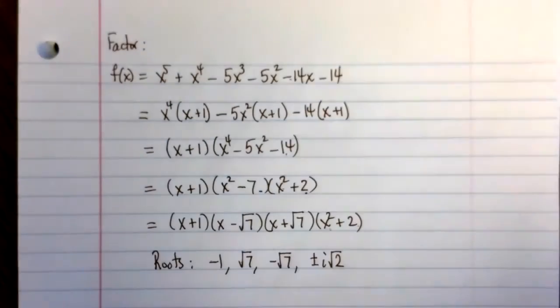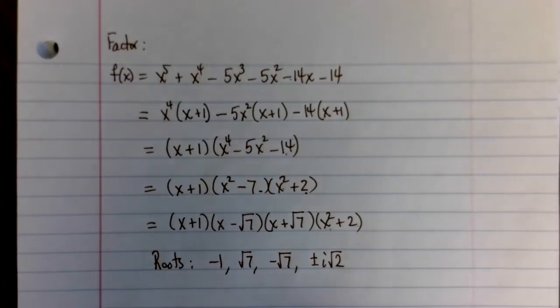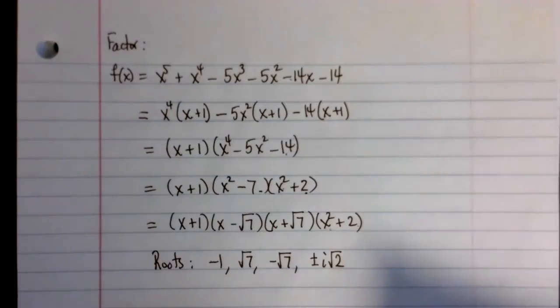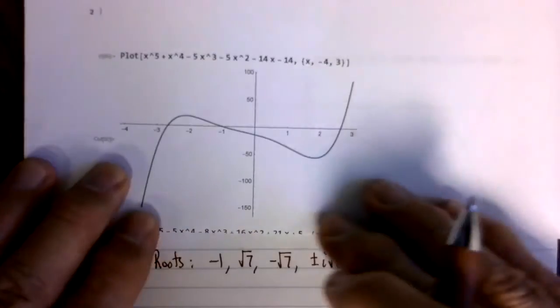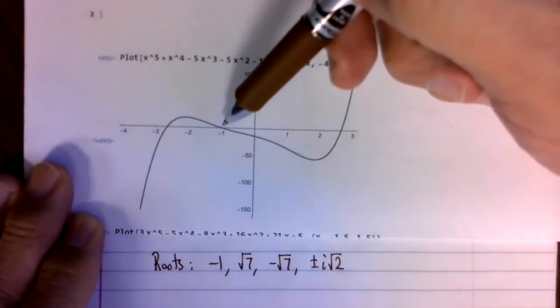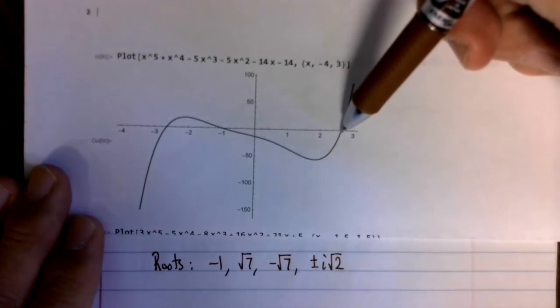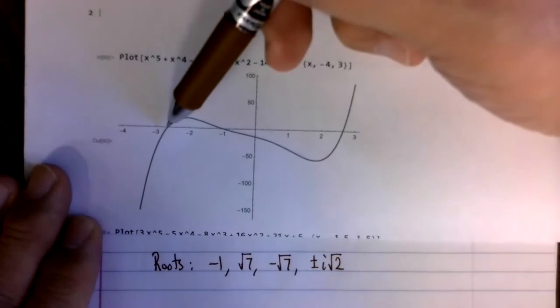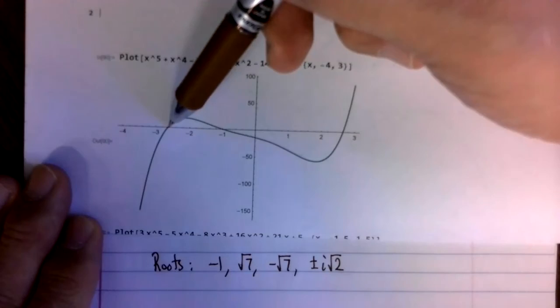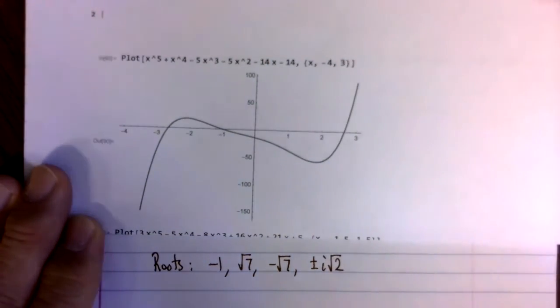We can confirm this by looking at the graph of the polynomial. So if I put the graph of the polynomial on screen, we see one root here at -1. There's a root over here between 2 and 3 that corresponds to positive square root of 7. And there's another root over here between -3 and -2 that corresponds to negative square root of 7. But the two complex roots do not correspond to actual x-intercepts.